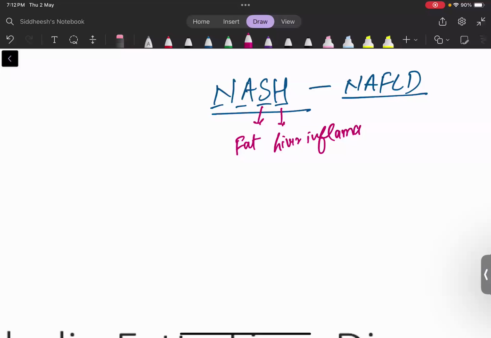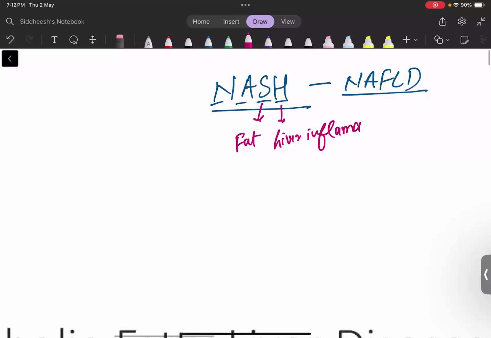Now in the coming class, I'm going to show you multiple features of both the categories NASH and NAFLD and how to categorize these two by using the pathological image. Remember, ultrasound cannot distinguish between NASH and NAFLD. Now, a few things that you should all remember, I might ask you in the end.